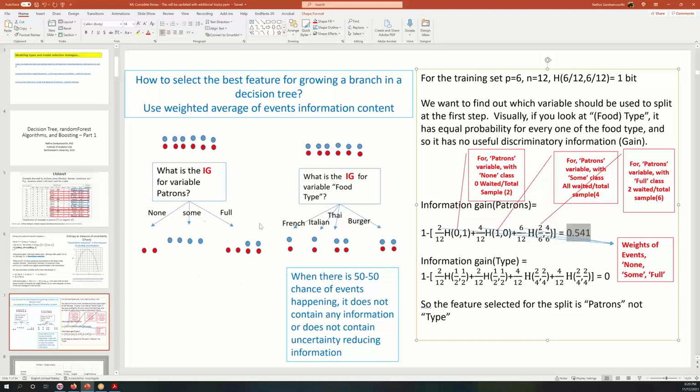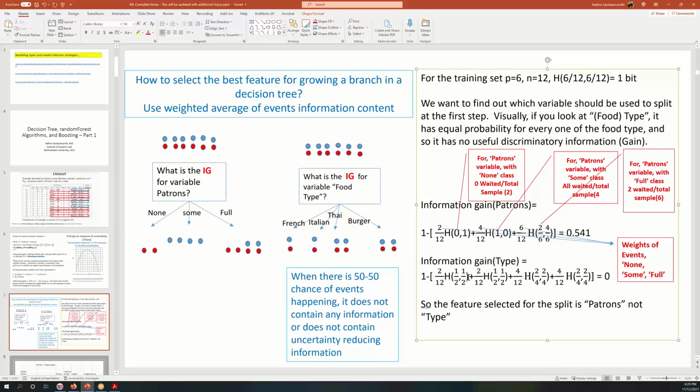Now, if you use the same thing for the type, I'll calculate it and show it to you again. For each of these, the weights are 2 over 12, 2 over 12, 4 over 12, and 4 over 12. These are the total sample weights. Information gain is the previous class uncertainty minus the weighted entropies. That's all. The entropy for this class is half-half, this also half-half, which is 2 over 4, 2 over 4, and this class is also 2 over 4, 2 over 4. If you calculate all this, it will become 0.